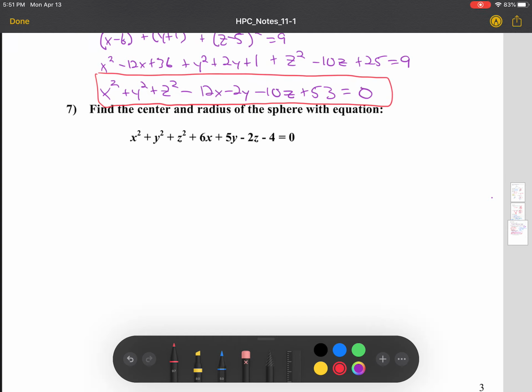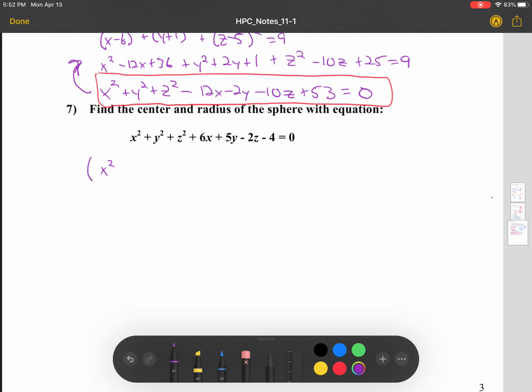It'll help you. All right, last one for today's notes. We're looking at number 7. Find the center and the radius of the sphere with this equation. So now they're giving us the equation. We have to go backwards. This is going to hopefully sound familiar. Again, we're going to have to force this one to work. So let's set this up, because we want to go backwards, from this step to that step.